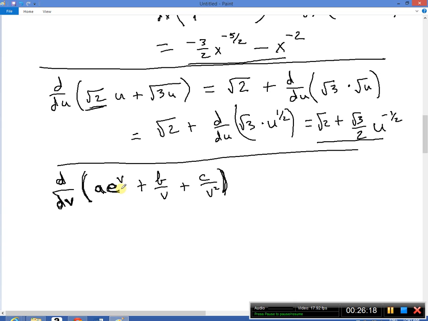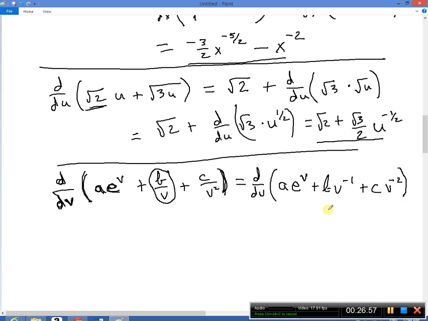Well, except now we got to say, how are we going to do this? Is this a quotient rule problem? Well, no. Actually, for those of you who know the quotient rule, forget it. It's much, much easier to do this problem by turning this all into exponents. So this is the derivative with respect to v of a e to the v plus b v to the minus 1 plus c v to the minus 2. And now it's very, very easy to take the derivative.